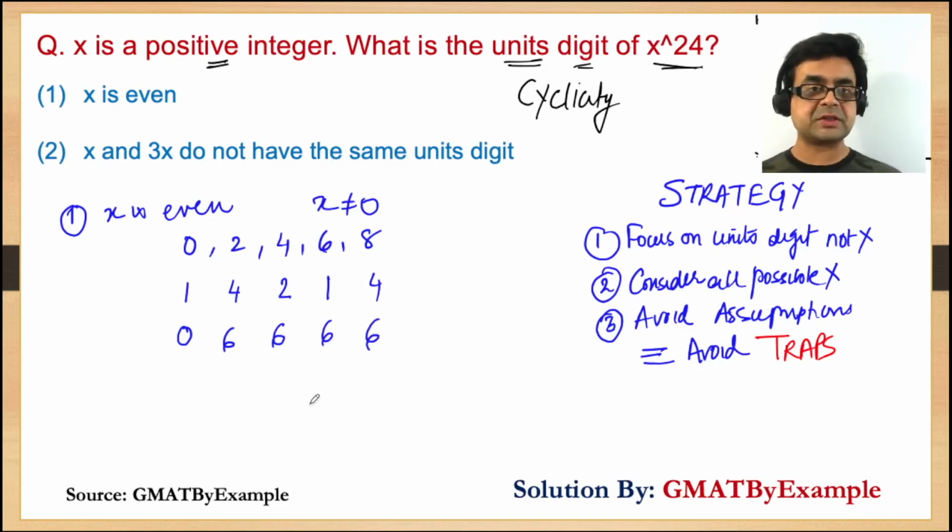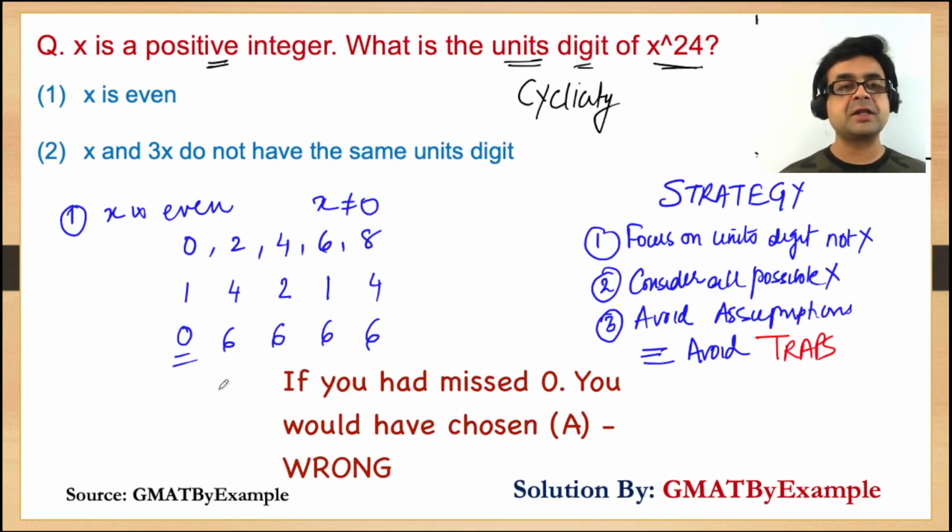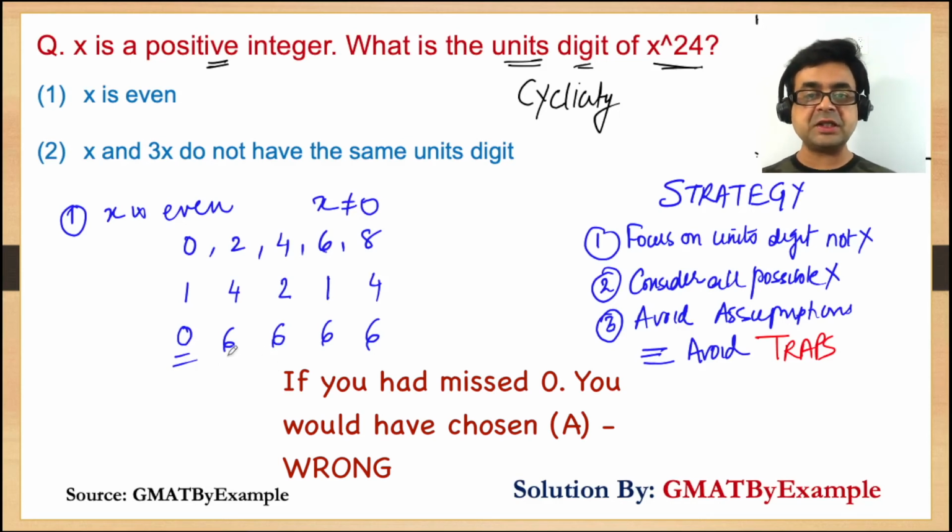This is the property that is usually not given in any of the cyclicity concept, that all even numbers have 6 as the units digit when they are raised to the power of 4 or a multiple of 4, except 0, of course. And this is why this answer is insufficient. As you can see, the units digit is the same for every even digit except 0, so there are two possibilities, 0 and 6, and since there are two possibilities, this is not sufficient.